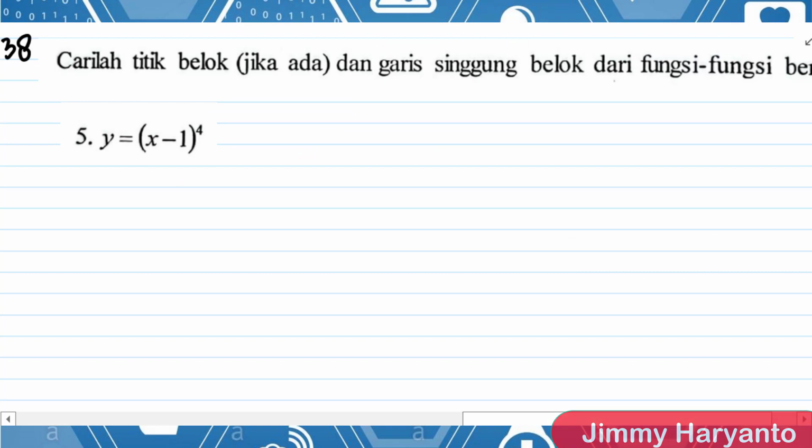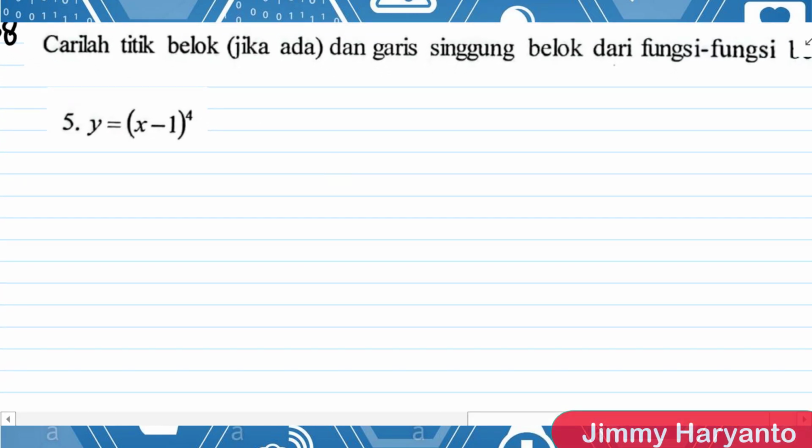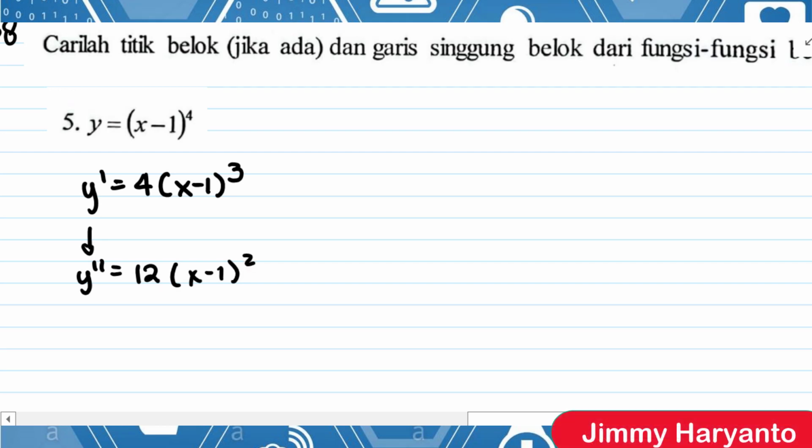The next one is number 5. It's still the same as number 3 or 4. So first you have to find the y accent using the chain rule. Chain rule means 4 times x minus 1 to the power of 3, times again with 1. You don't have to write 1 right there, because it's times 1. It's useless. So the next thing is y double accent. For the y double accent, we will have 12 times x minus 1 squared.